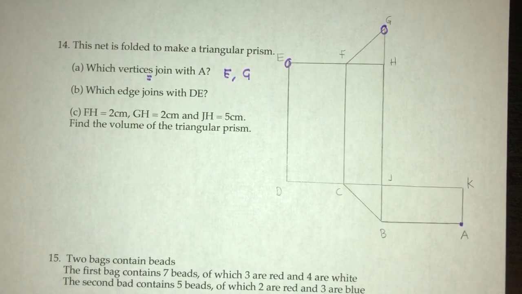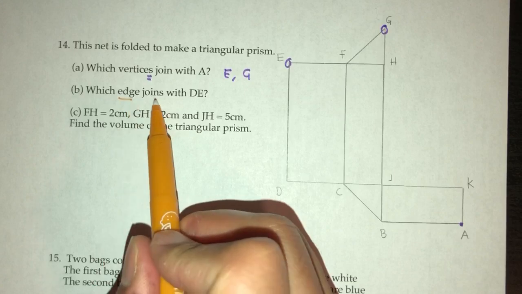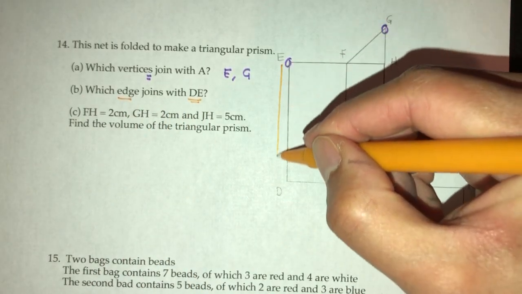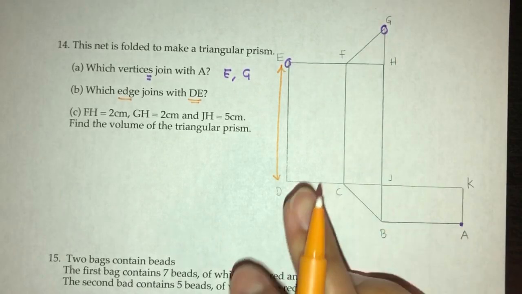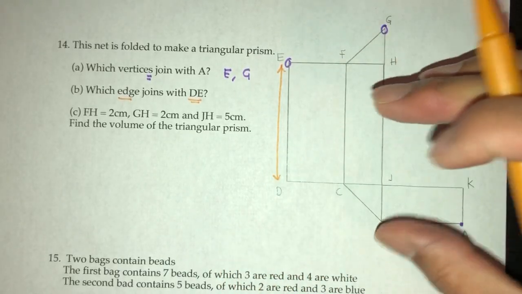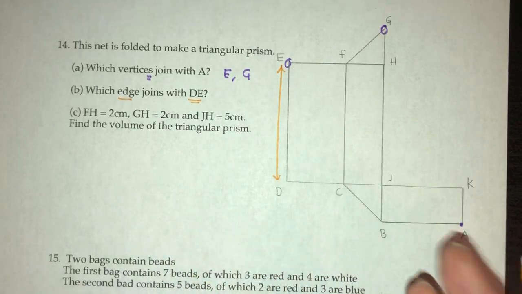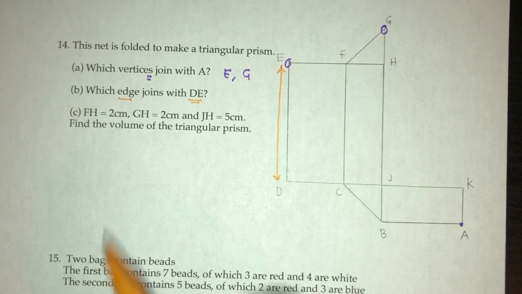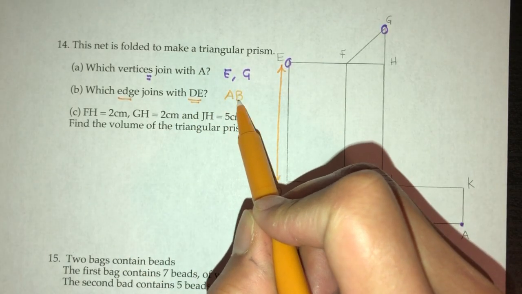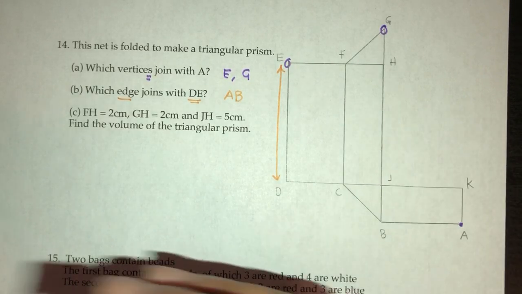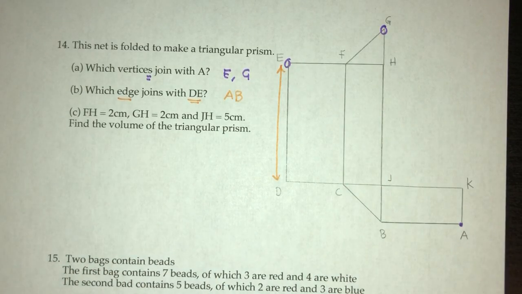And now part B, which edge joins D? So where's D? D is this one. When you close this up, you have to fold this up. Which edge will meet D? If you observe, it will be this side. Your answer is AB. Well, that was not great, so that was kind of useless here. But anyway, I hope you understand this. You have to use a bit of imagination.